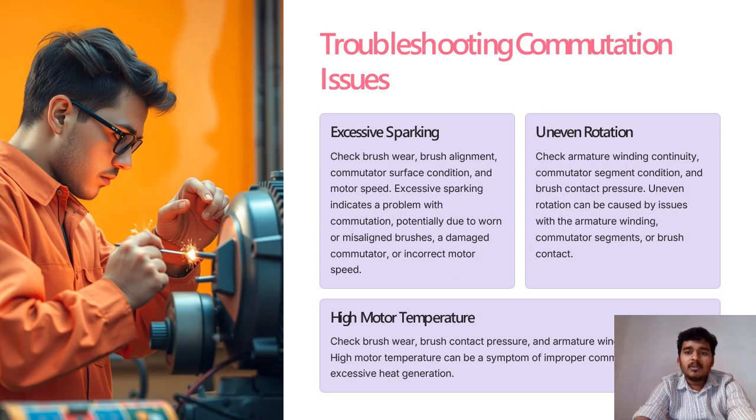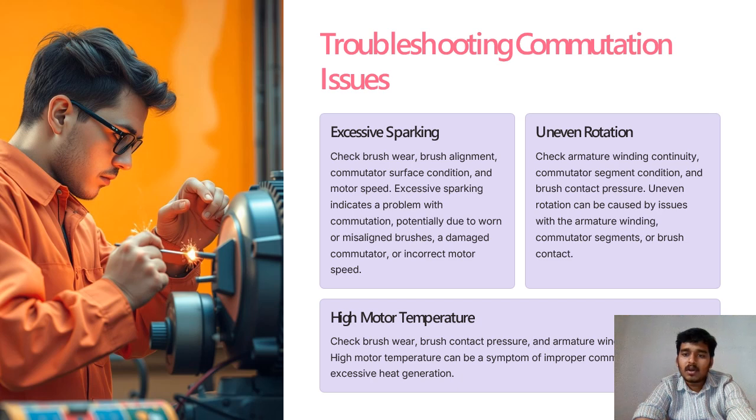The next one is troubleshooting commutation issues: excessive sparking, uneven rotation, high motor temperature. These are the troubleshooting commutation issues. Let us briefly look at each. Excessive sparking: check the brush wear and alignment, commutator surface condition, and motor speed. Excessive sparking indicates a commutation problem, potentially due to a worn or misaligned brush, a damaged commutator, or incorrect motor speed. Uneven rotation: check the winding, the commutator and segment condition, and the brush pressure.